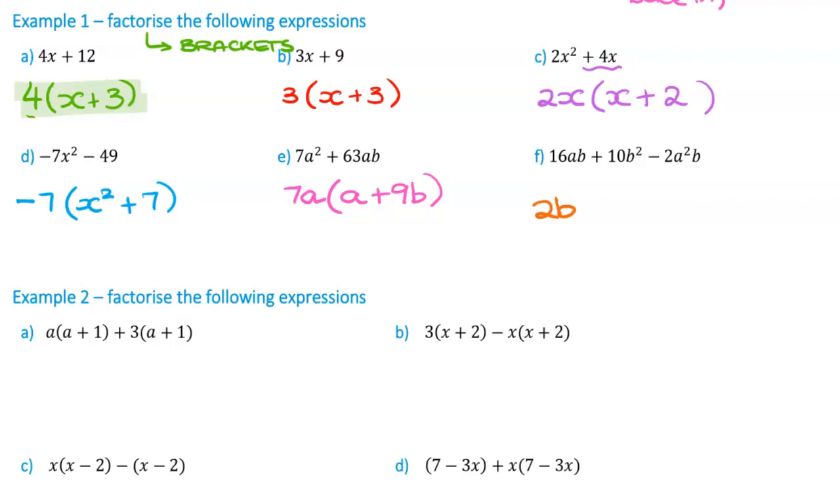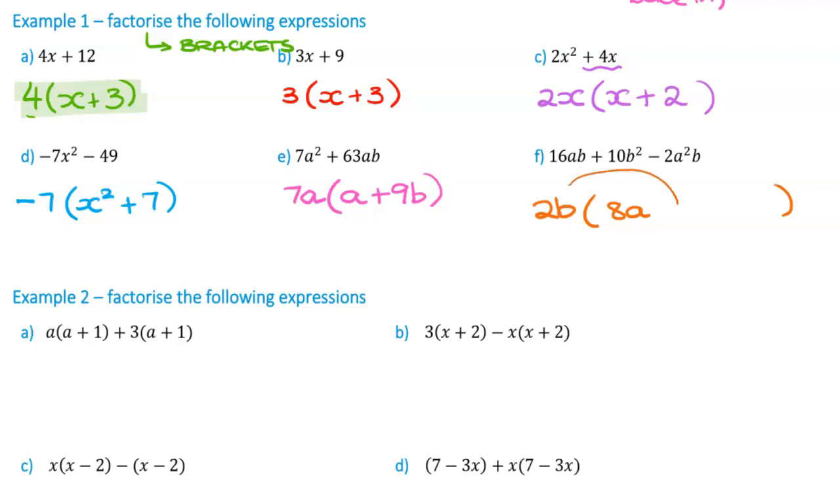Okay, so now that we've got our 2B, we're going to have 3 things inside of the brackets. Something times 2B is going to give us 16AB. Well, let's think of the number first. 2 times 8 will give us 16. And we need an A in there, because otherwise we couldn't build that A in the 16AB. Now we need to build the 10B squared using 2B.